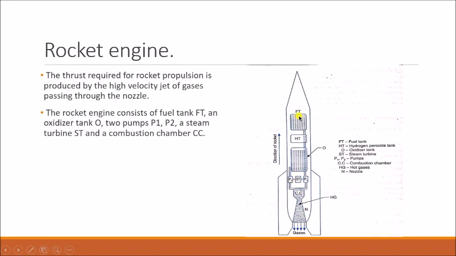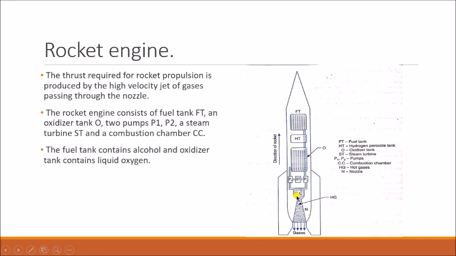So the rocket engine consists of what? A fuel tank, that is here, and then an oxidizer tank. Here this O becomes your oxidizer tank. You have two pumps here, P1 and P2, a steam turbine, that is this one, and a combustion chamber. The combustion chamber is the place where the combustion of fuel takes place.